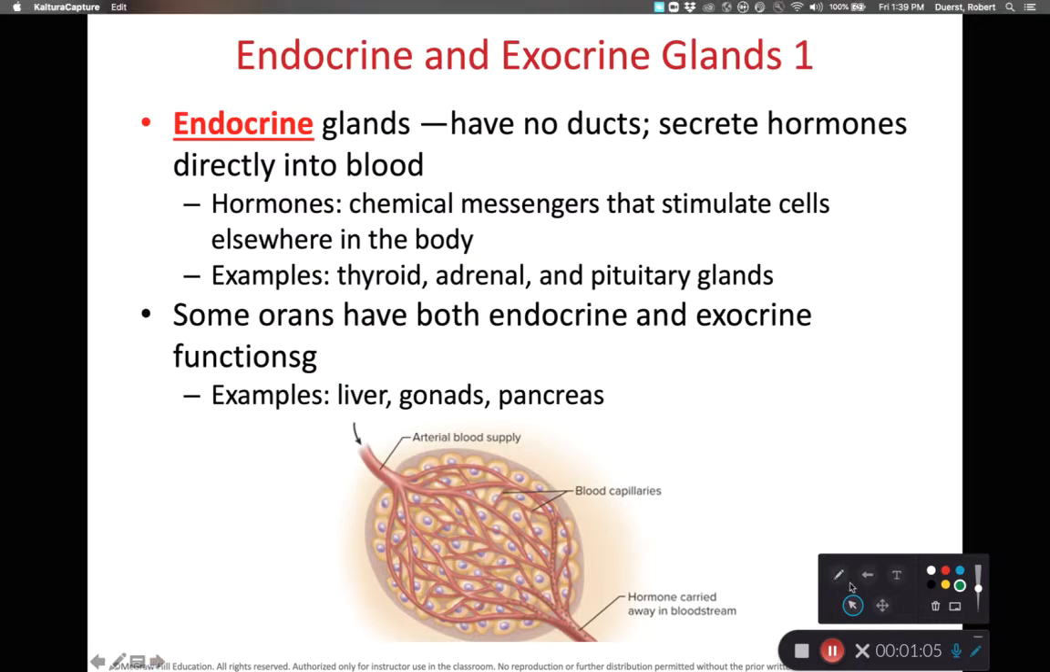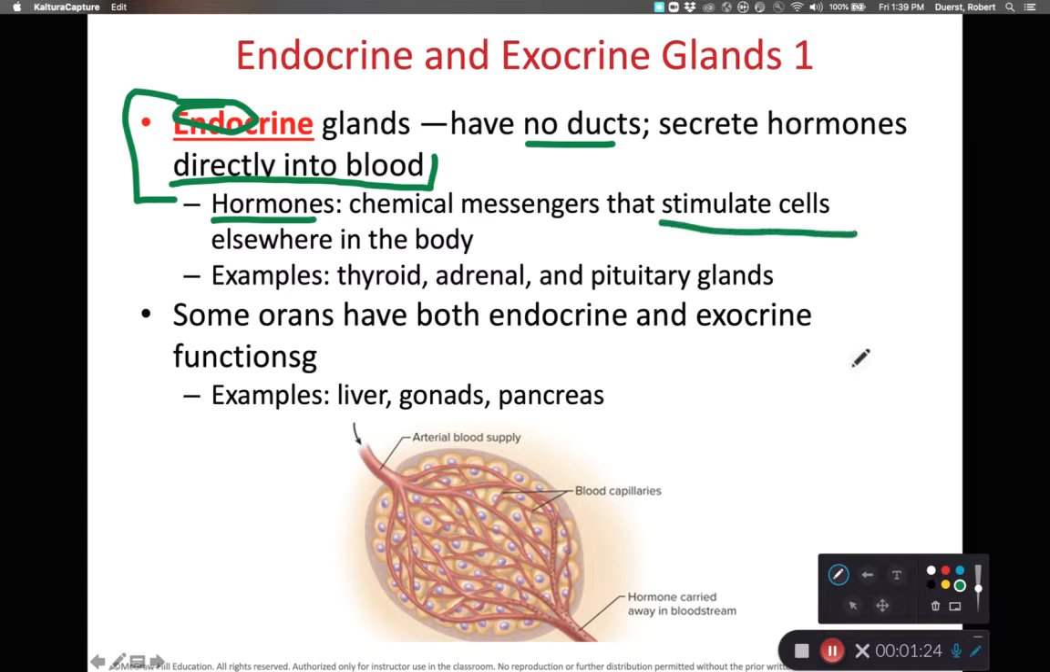So as we look at endocrine glands, this has an entire unit dedicated to it. Endo means in, and these endocrine glands do not have ducts and secrete hormones directly into the bloodstream. These hormones are chemical messengers that will be carried through the bloodstream to somewhere else in the body to stimulate some cells. It's worth emphasizing that because endo means in, the secretions of an endocrine gland remain in the body.